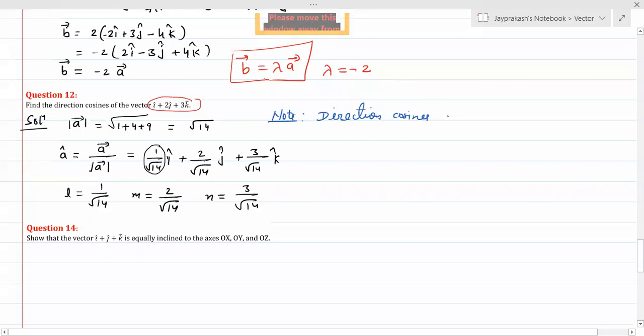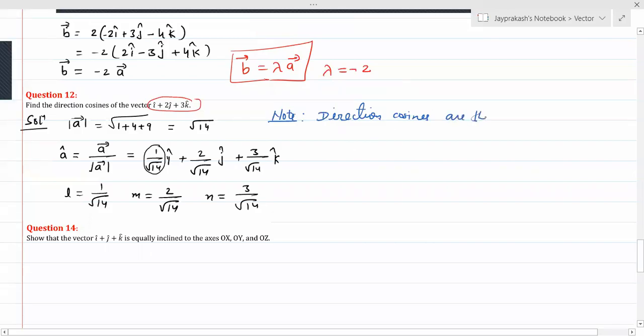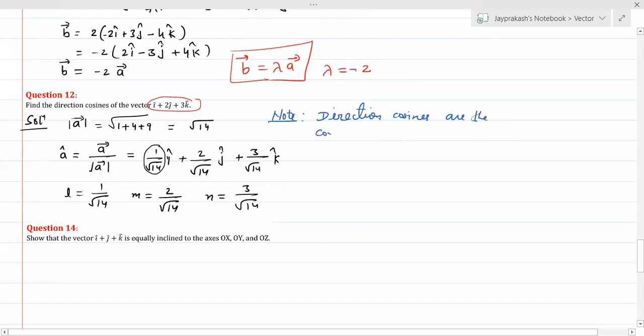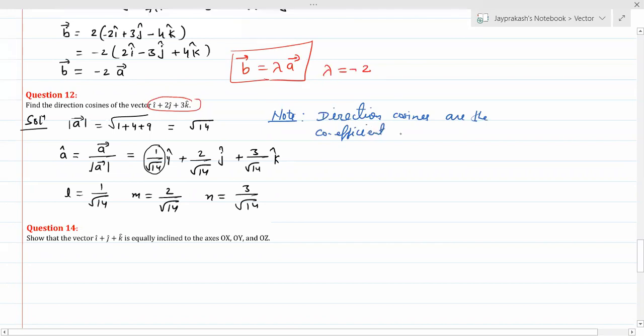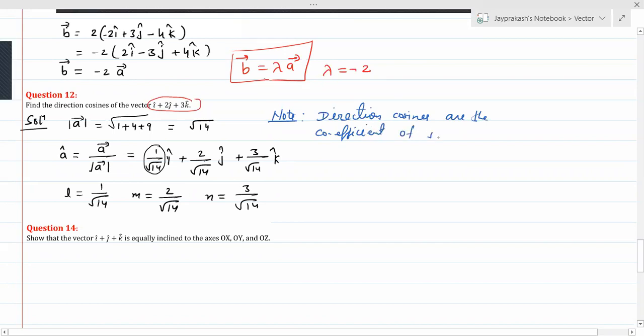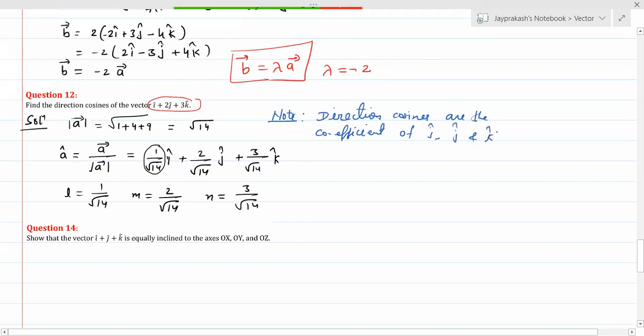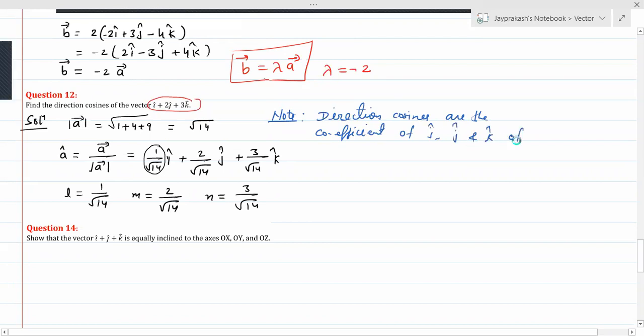Direction cosines are the coefficients of i, j, and k of the unit vector.